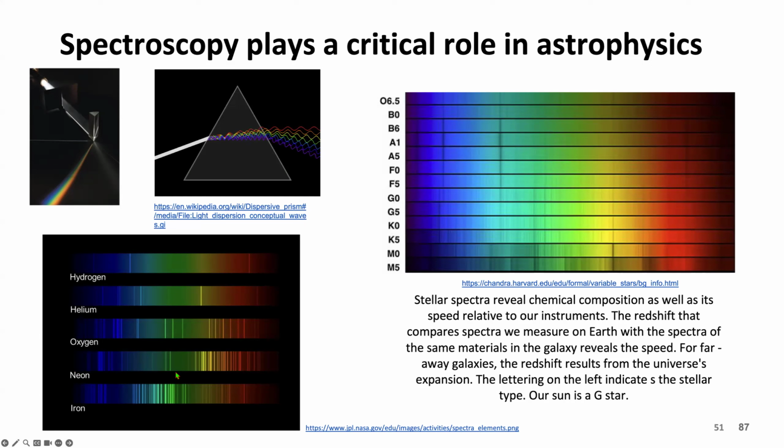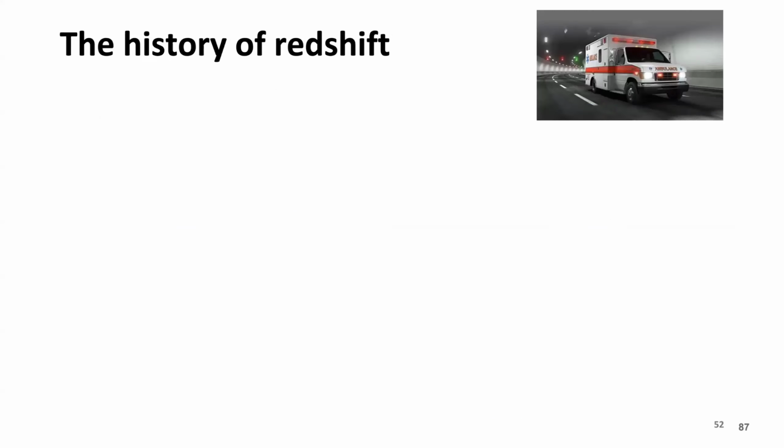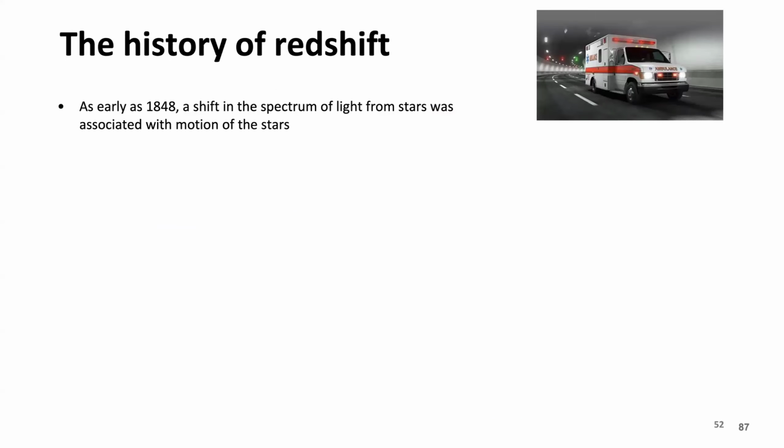And with computer technology, we can point a telescope at a galaxy and get a very large, complicated collection of spectra and then tease it apart. Now, where does this redshift come from?